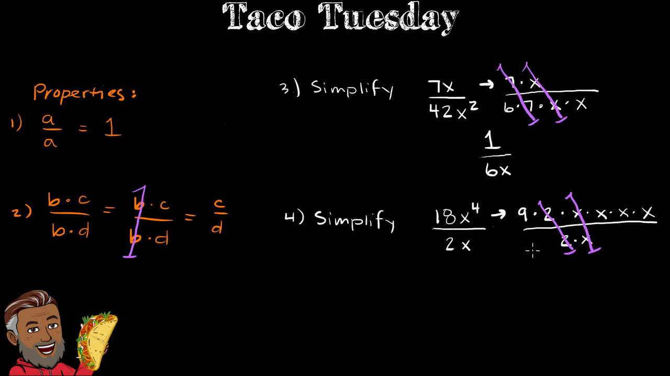And now on the top, what I have is 9 times x times x times x, or 9x to the power of 3, over, and then on the bottom I have 1. So our answer is 9x to the power of 3 over 1. Now, if you want, you can simplify this one step further: any fraction with a denominator of 1 does not need to have its denominator written. So we can just write 9x to the power of 3.